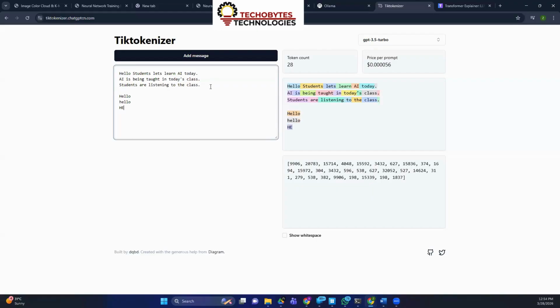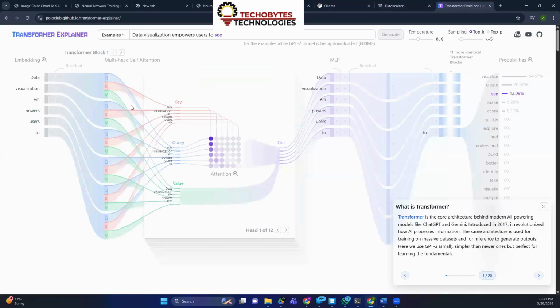Okay. So one more thing, if we are giving a prompt to ChatGPT or any model, this is the overall idea: this tokenization and numbers are being converted in the transformers. Now you see this.